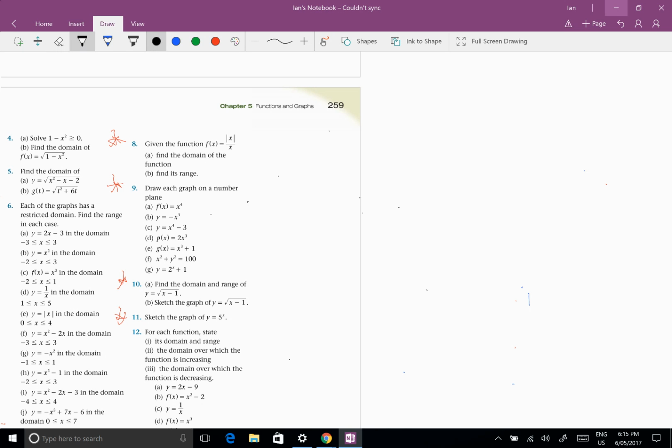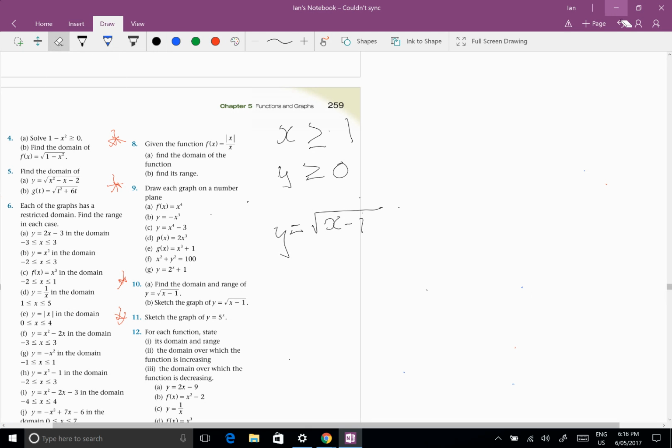So, let's go back. Y equals the square root of x minus 1. We already established the fact that x was greater than or equal to 1, and y was always going to be greater than or equal to 0. That's our domain and range, but we'll write that up a bit better at the end when we write our domain and range. Let's square both sides, and we'll get y squared equals x minus 1. Add the 1 over. Y squared plus 1 equals x.